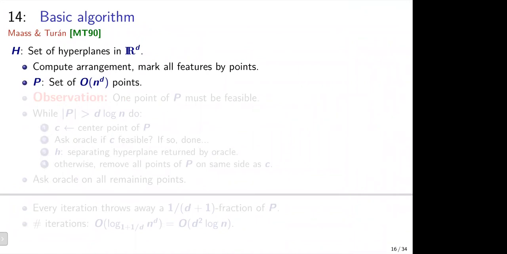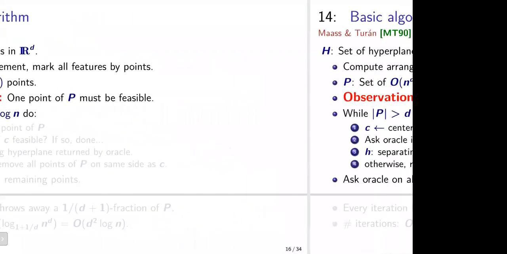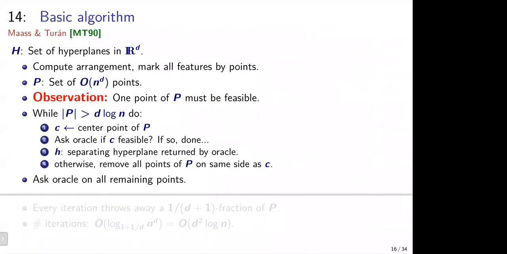Let's think about the performance. So we have n hyperplanes, so it's n to the d vertices. This is, by the way, the algorithm of Matoušek. So we have n to the d points. If there is a feasible point, one of the points of P must be feasible, clearly. And now what we do is that as long as we have enough points, we compute a center point. As I said, we ask the oracle and we throw away points, unless we found a feasible point.